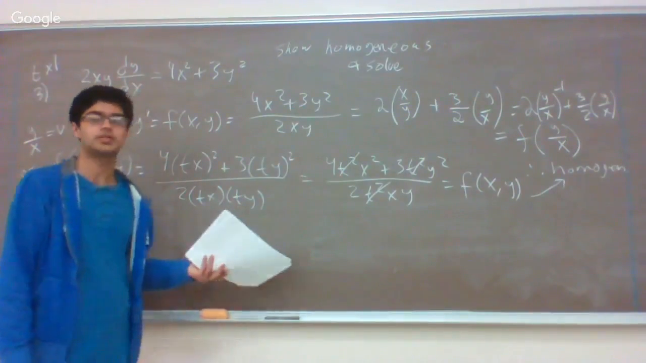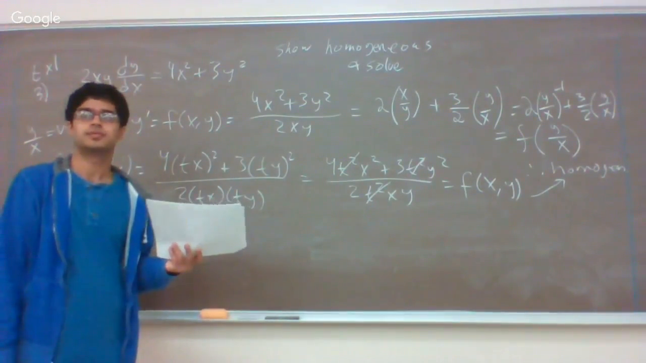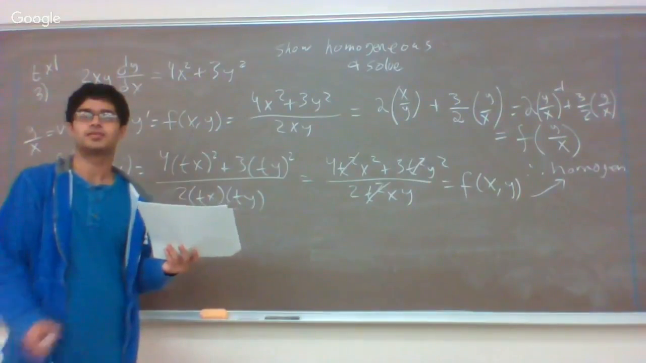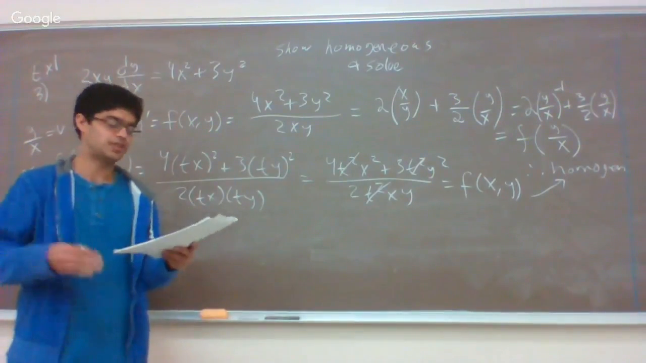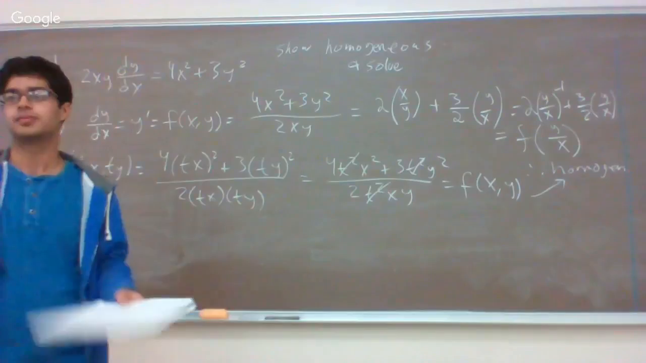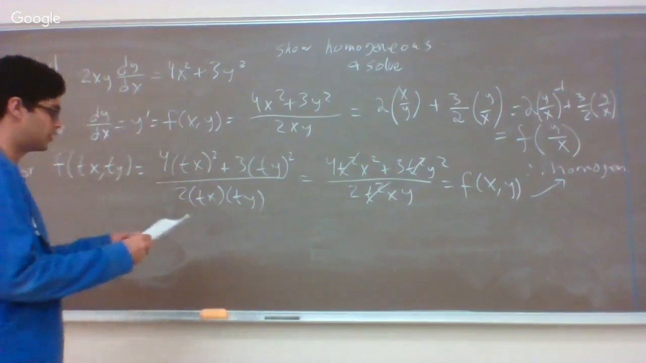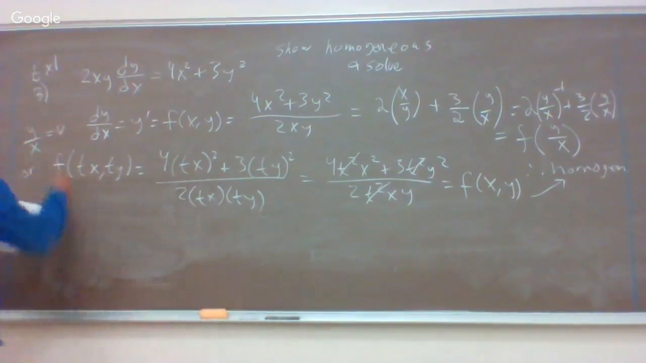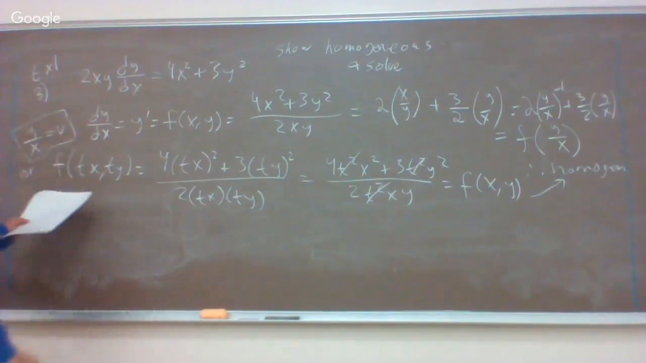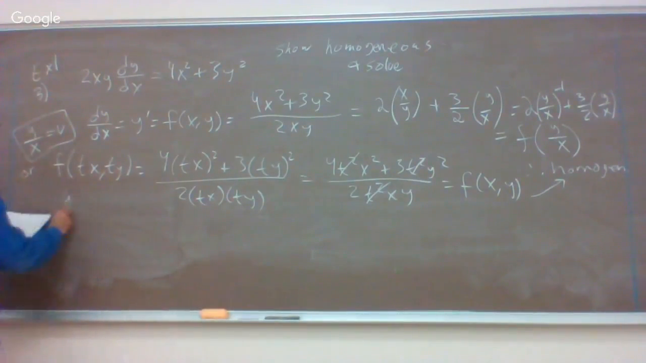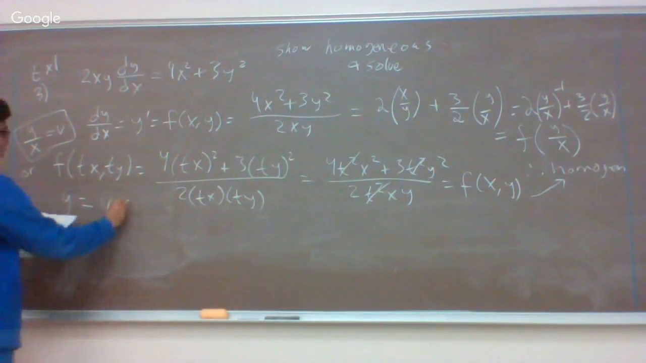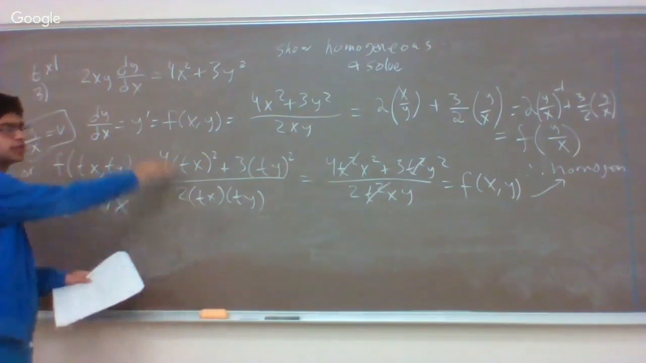Why do we know that it's homogeneous? So that we can do the v substitution. That's one way of solving it. V is equal to y over x, so y is equal to v times x. Are we good with this?